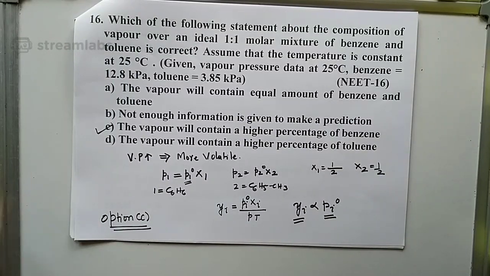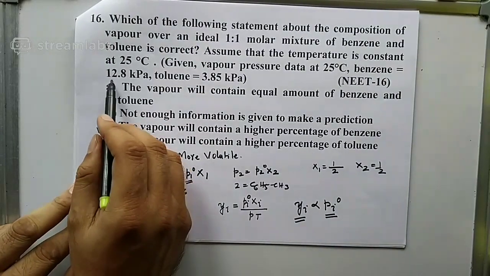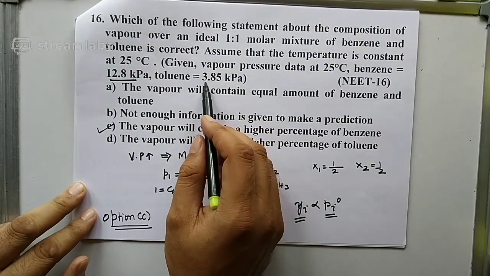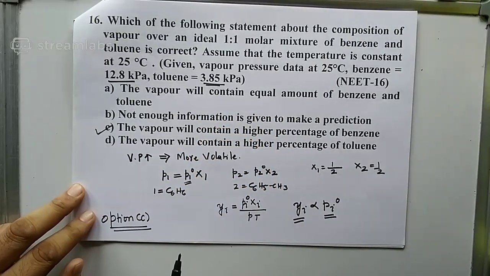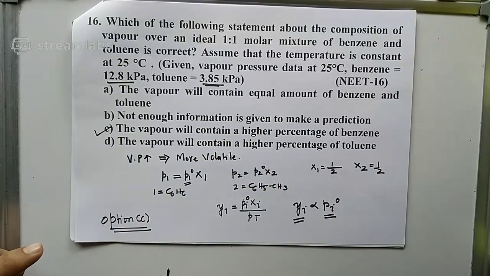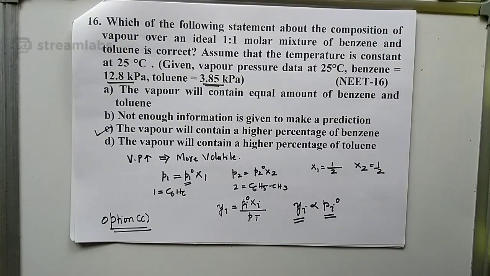I think you got the key point. Higher the vapor pressure of the pure substance, higher would be the vapor phase composition. So benzene has a higher vapor pressure of 12.8 kilopascal than 3.85, that of toluene. Therefore the one which has the higher vapor pressure would have the higher composition in the vapor phase. The more volatile component would easily escape into the gaseous state, and its mole fraction, its composition, would be high. I think this point is clear, students. Shall we go for the next question?